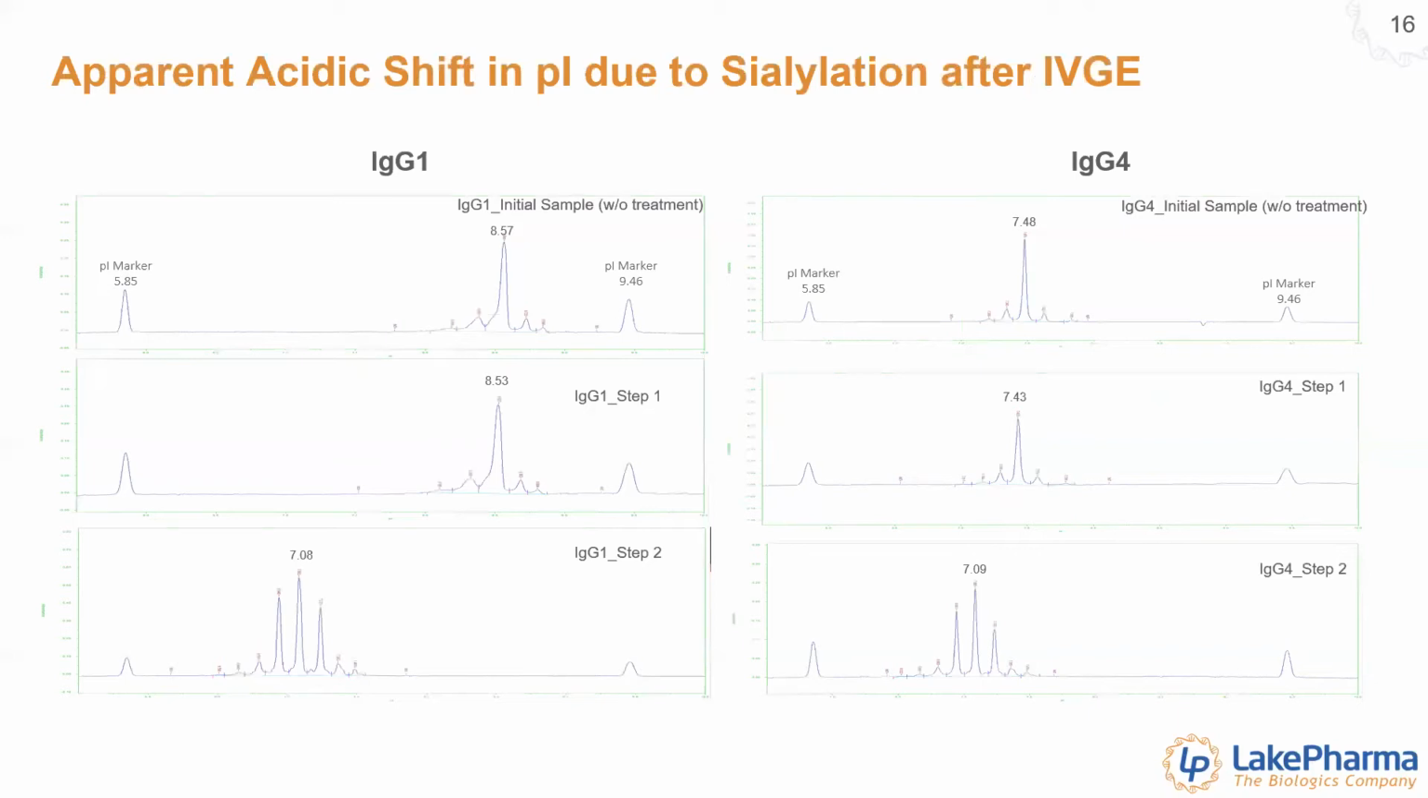What we observe is in the IgG1 case, we observe an average shift of about 1.5 units to the acidic range, and with IgG4, this particular protein started with a pI of 7.5, we ended at about 7.1. So there's a left shift. By the way, we have done a lot of IVGE and cIEF experiments. This kind of left shift is pretty consistent and uniform in our experiments.